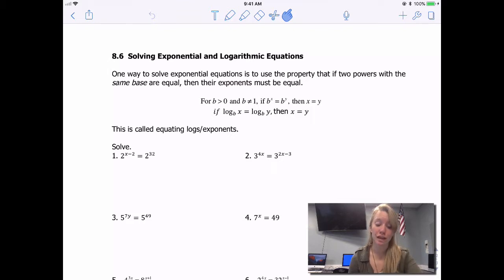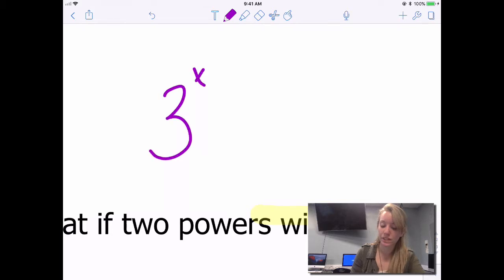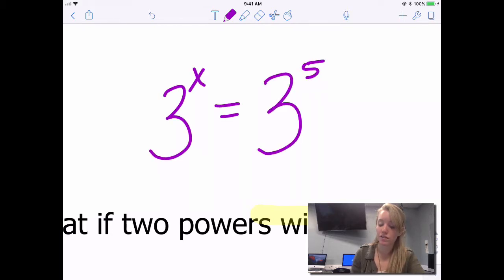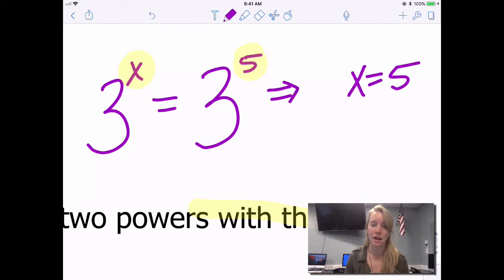So looking at this first page, it says one way to solve exponential equations is to use the property that if two powers with the same base are equal, then their exponents must be equal too. So let me tell you what I mean by that. When we've got 3 to the x equals 3 to the fifth, our bases are already the same. So if I want the entire left side to be equal to the entire right side of this equation, then really all I need is to make sure that the powers are the same too. So we can say because of this, x has to equal 5. That's just what has to happen.